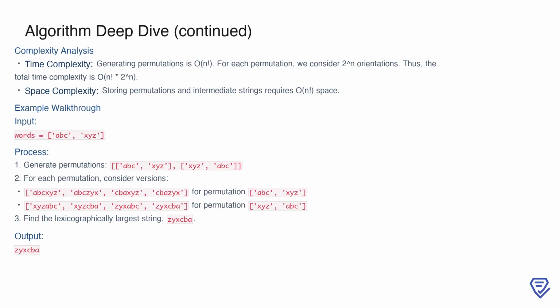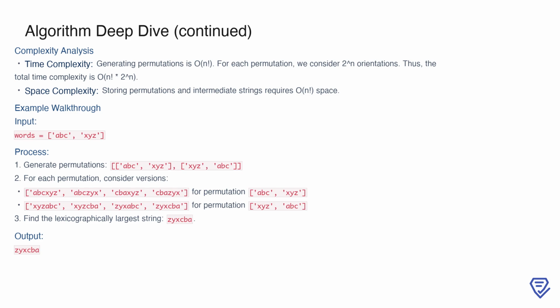Let's walk through an example to see this in action. Suppose the input is words equals ["ABC", "XYZ"]. We first generate permutations like [ABC, XYZ] and [XYZ, ABC]. For each permutation, we consider all possible concatenated versions.